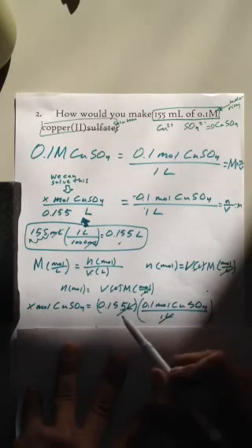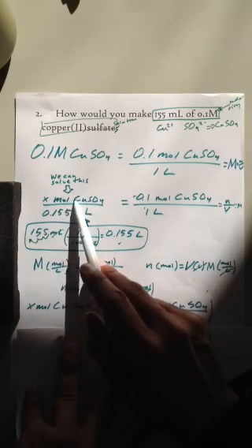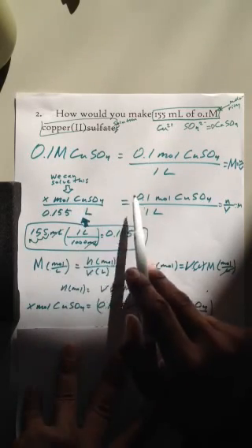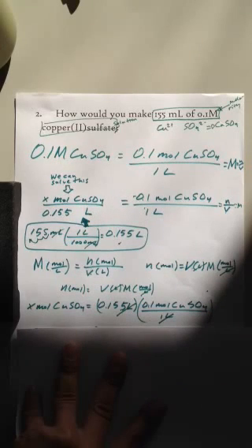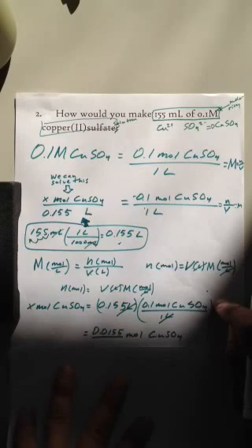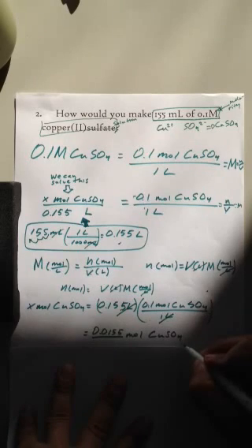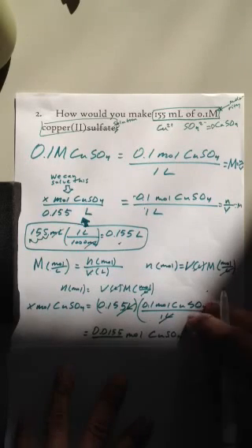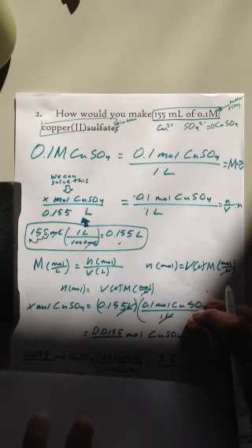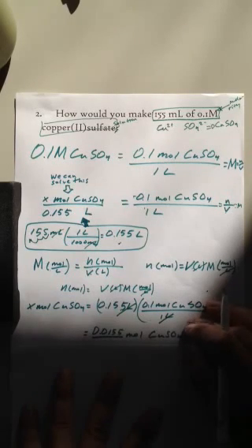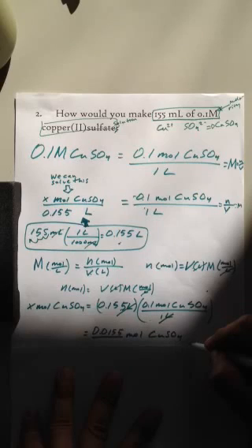Do the math. So this is equal to this times this divided by this, and you end up with 0.0155 moles of copper sulfate. Let's save the significant digits to the end. This is how many moles of copper sulfate we have.